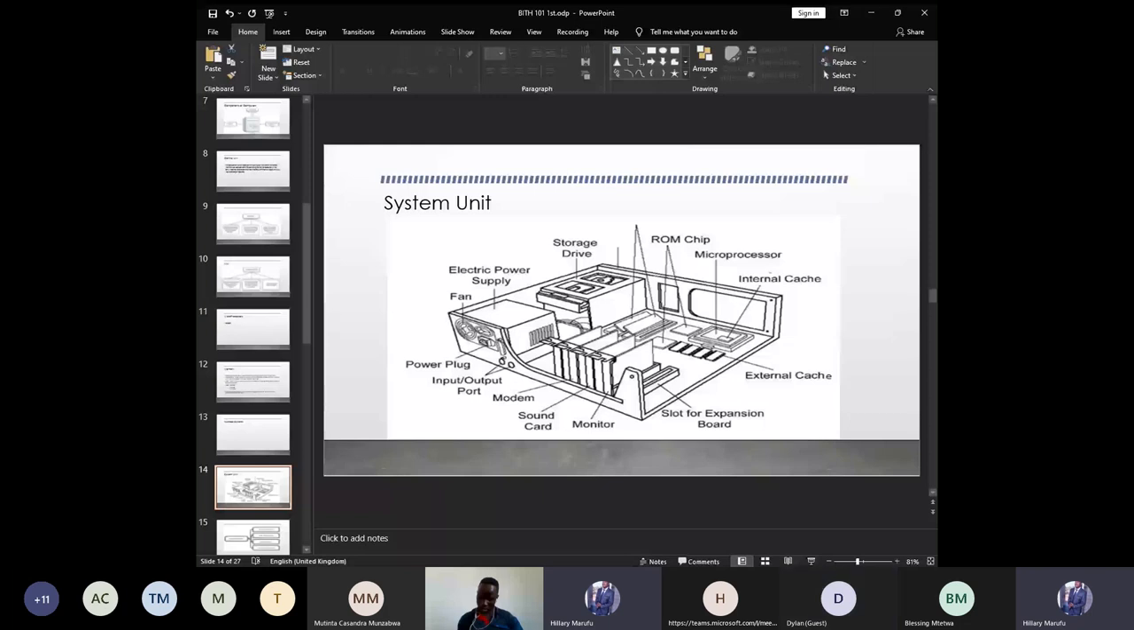So this is a network device. It operates in a layer called the network layer. We are going to talk about this later when we talk about the OSI model.